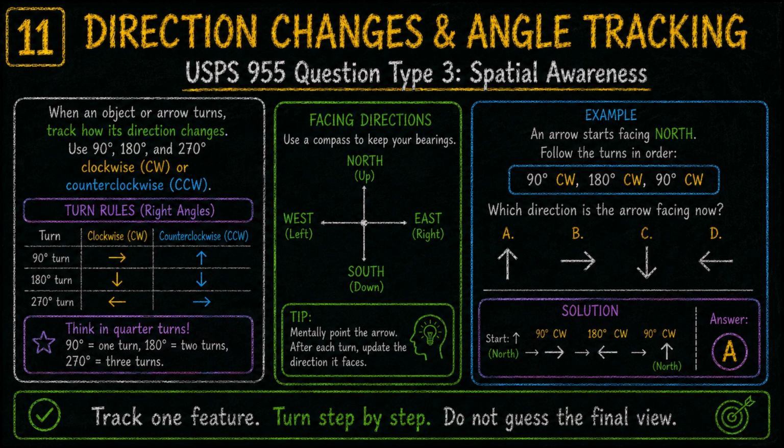Use north, east, south, and west if that helps. Use arrows if that helps. Use your finger if you are practicing on paper. The key is to update the direction after each turn. One feature, one turn at a time. That is how you avoid guessing. Track one feature, turn step by step, then choose the answer that matches the final direction.